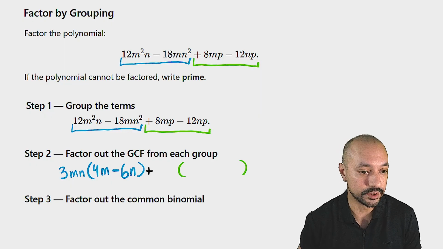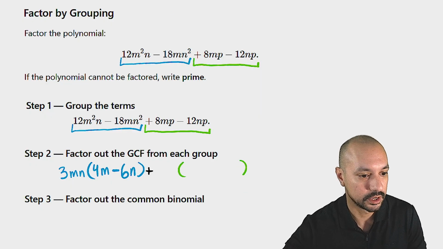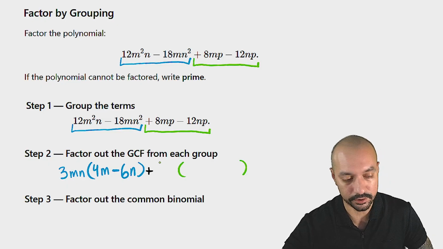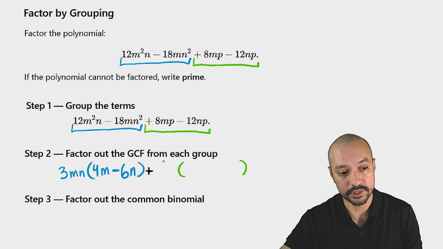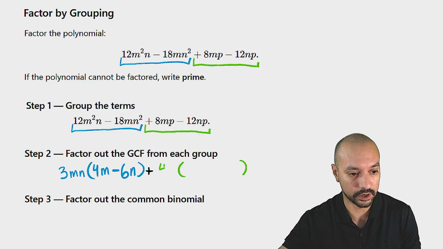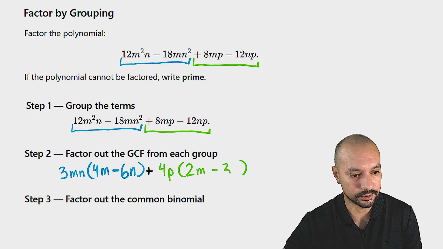All right, let's do the same thing for the green now. So for the green, I recognize that they have a p in common as far as the letters go. As far as the coefficients, the 8 and the 12, I notice that I can take out a 4. I'm going to go ahead and take out 4p. That leaves me with 2m minus 3n.